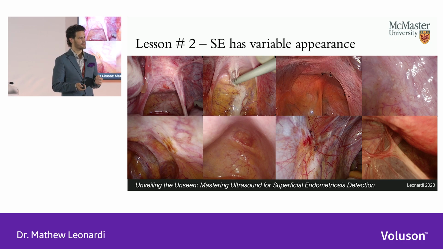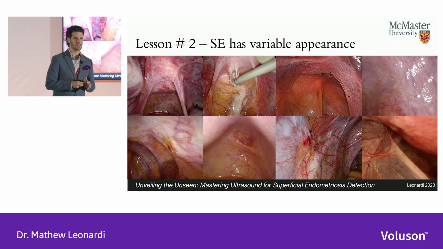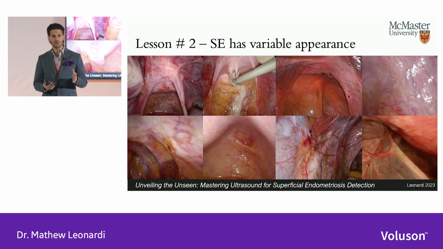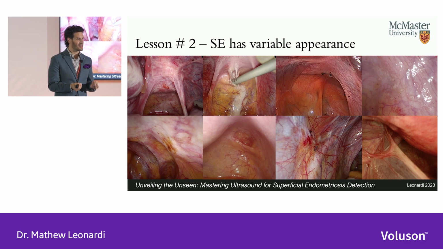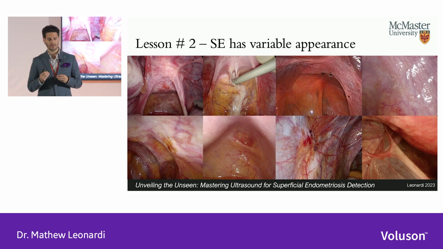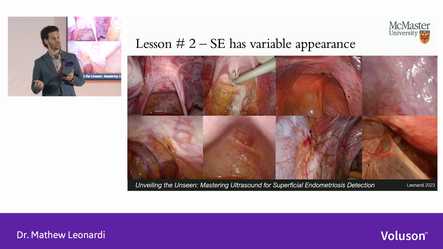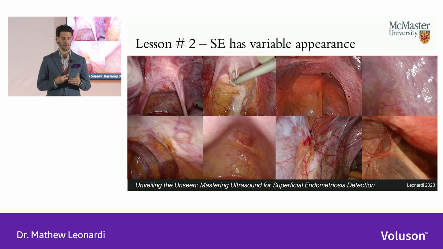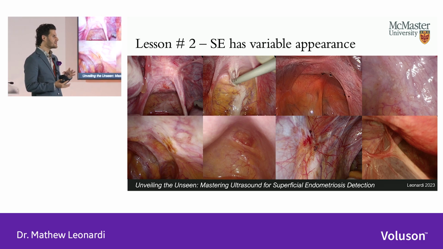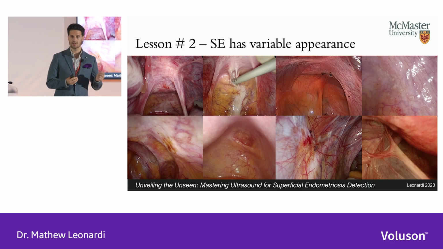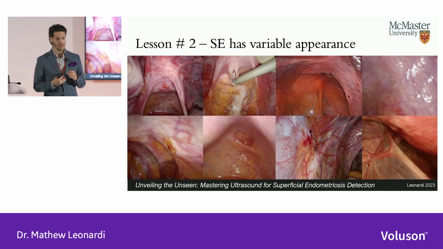The second lesson is to know that superficial endometriosis looks different in almost every single patient in terms of the number of deposits, the location of the deposits, how they appear in color, in size. And so you can see here just 8 depictions of superficial endometriosis. Some are red, some are black, blue, some are white, some induce filmy adhesions, some induce peritoneal pockets.